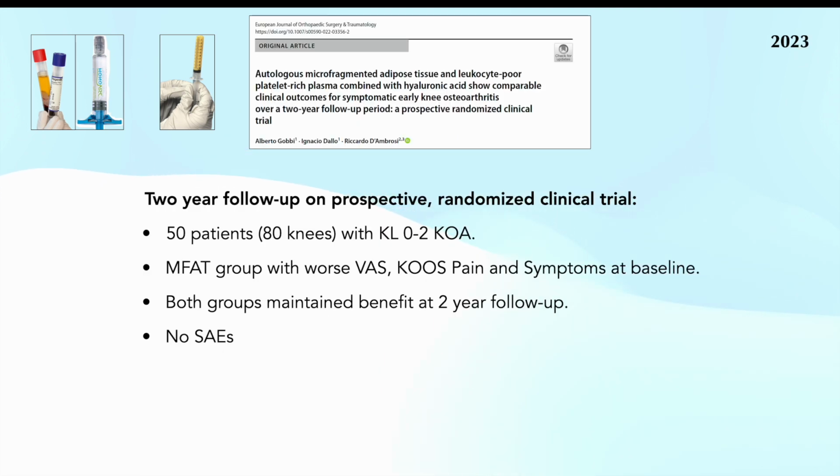They proceeded to do a 2-year follow-up on this prospective randomized clinical trial, looking again at the 50 patients, 80 knees, in relatively mild knee arthritis, and again showed that the patients had improved by and maintained their benefits at the 2-year follow-up.